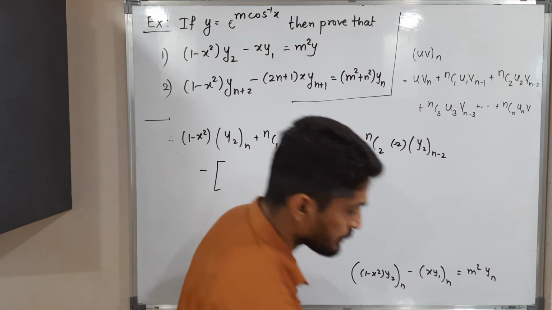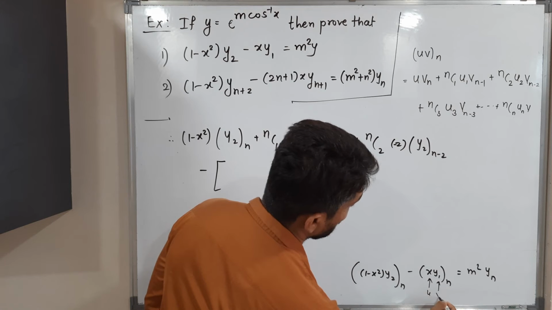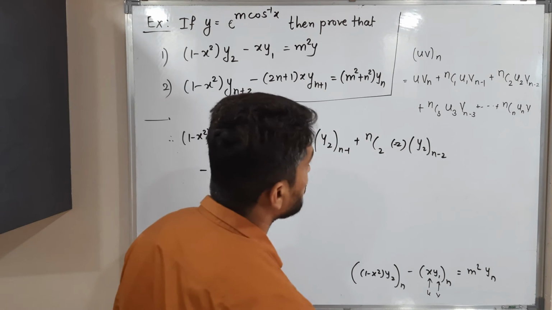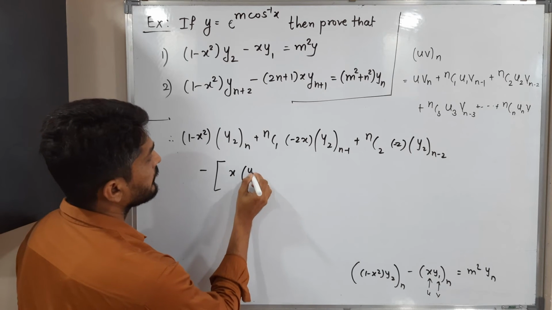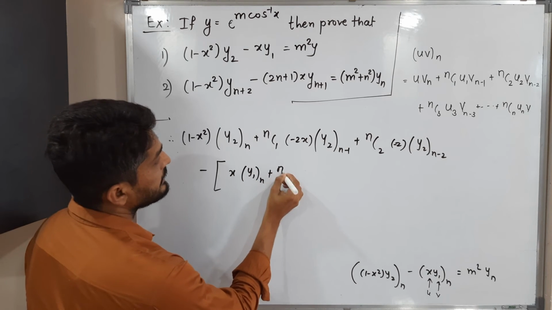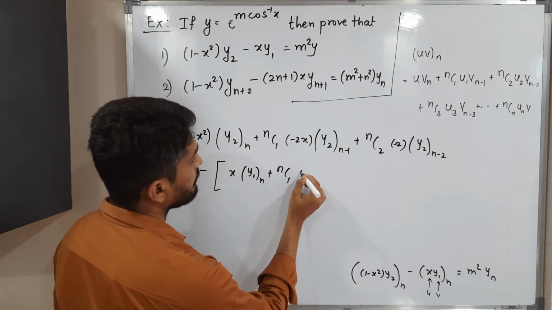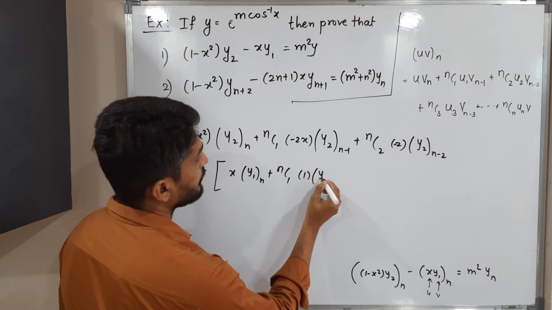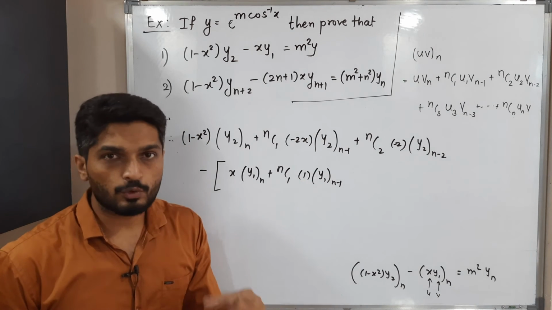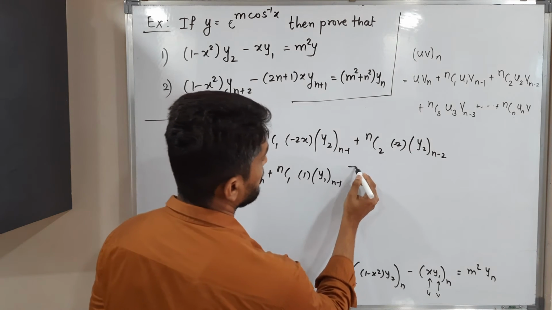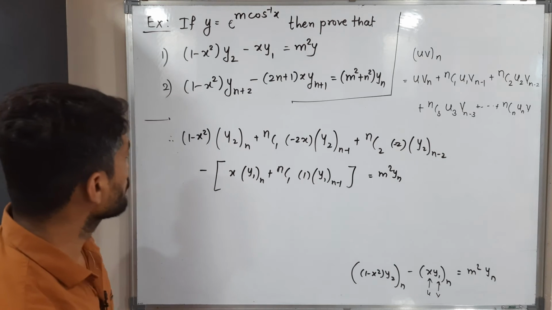So for this one, xy1, what is my u? This is my u and this is my v. Okay, so let us apply Leibniz rule. So u as it is, x as it is, nth derivative of y1 plus nC1, derivative of x is 1, its previous derivative y1 (n minus 1), next derivative of 1 is 0, so remaining terms will be 0. We'll stop that process, m square yn. Okay, so let us simplify.